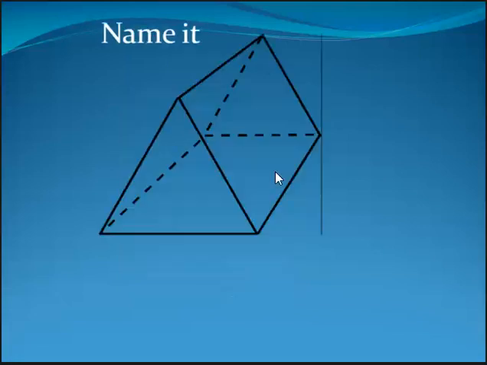Okay, let's go through some more. What do you call this? Triangular prism.